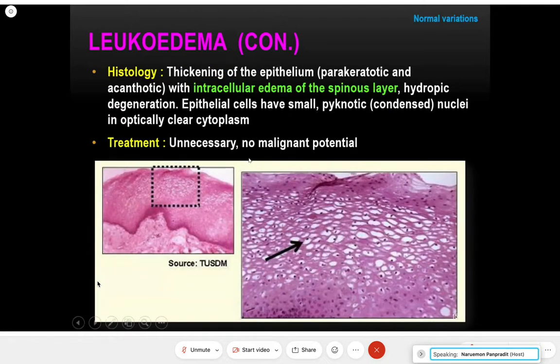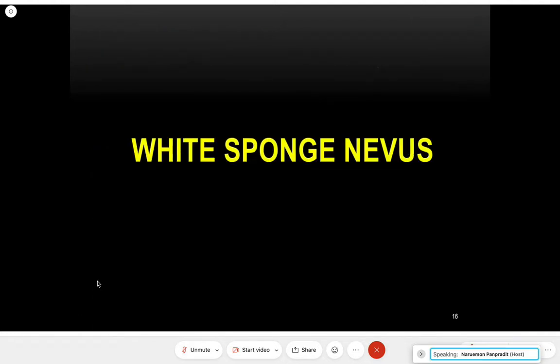So this is the reason why it's called leukoedema, because in histology, it shows the intracellular edema of the spinous layer. This is a cut point. It shows the intracellular edema. That's why they call it leukoedema. Okay, because it's a normal variation, it has no malignant potential.